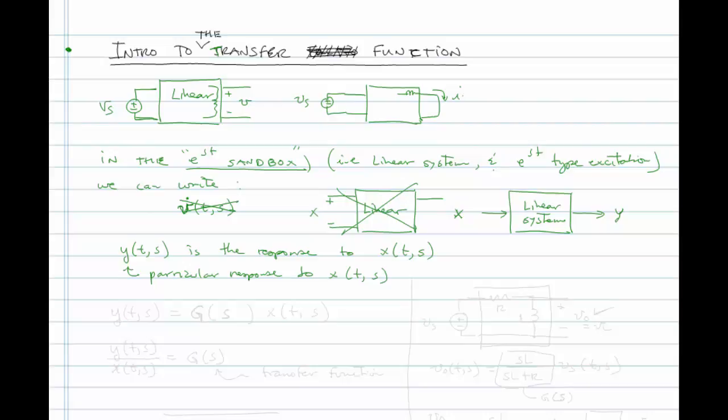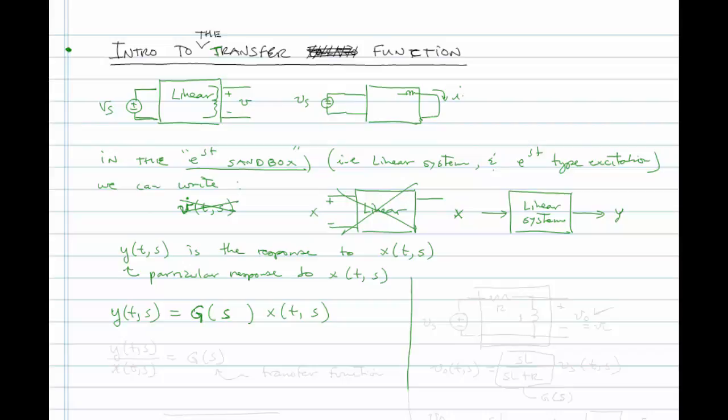So under this scenario, we can write, y of t, s is equal to something. I'll call it g, times, and it's going to be a function of s, times x of t, s.